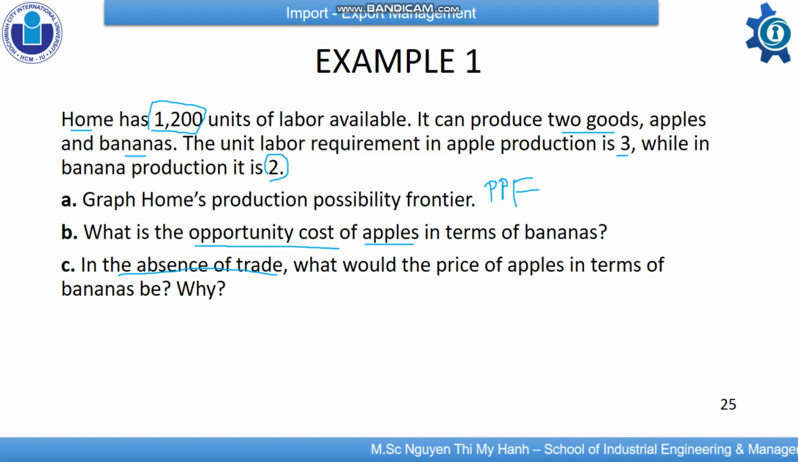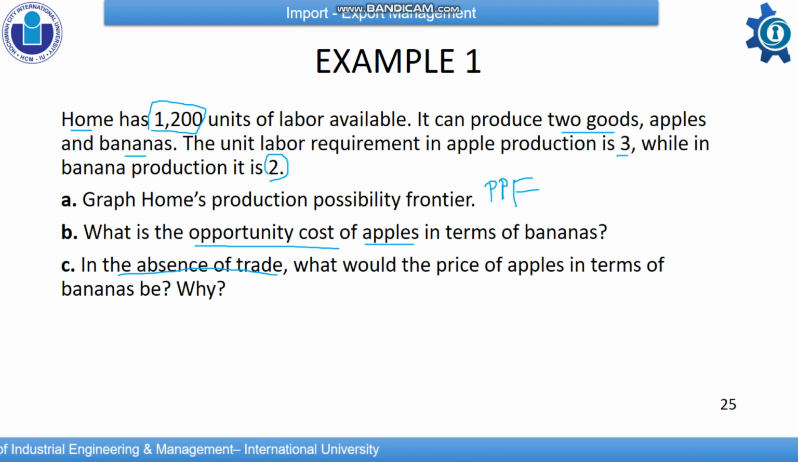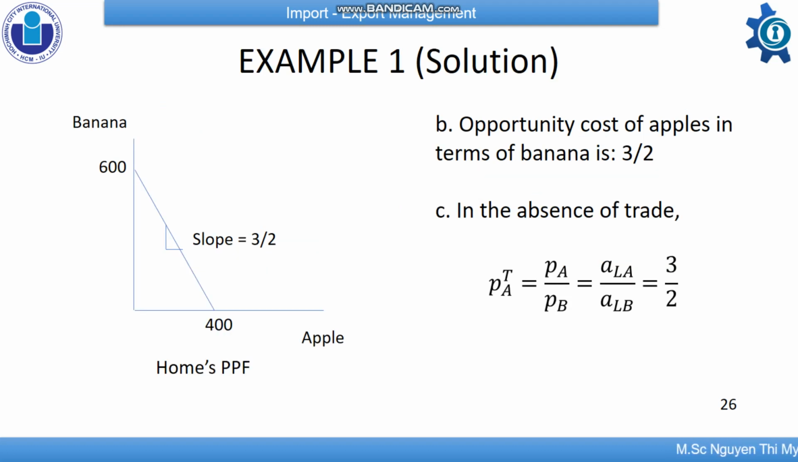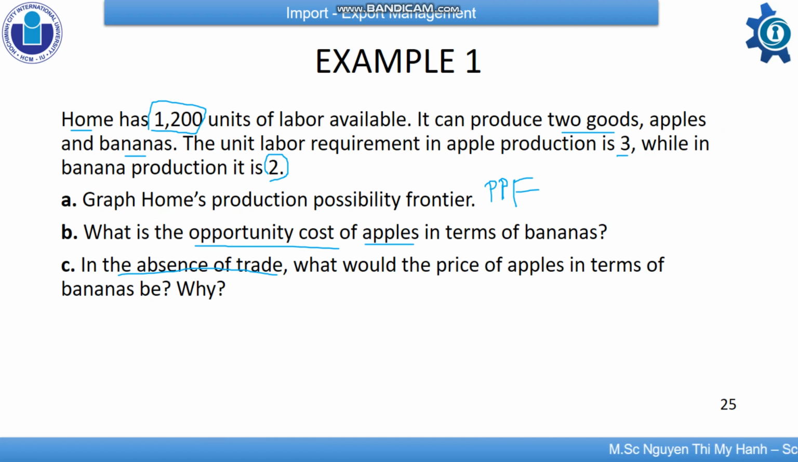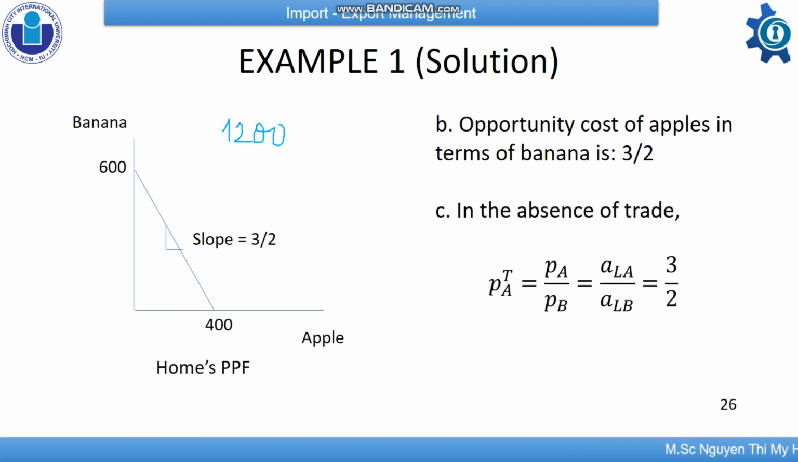So how to construct the PPF line for one country, I already taught you in the last example. So here I will just show you the answer. We have the total labor of 1200. Then we need 3 hours to produce apple and 2 hours to produce banana.